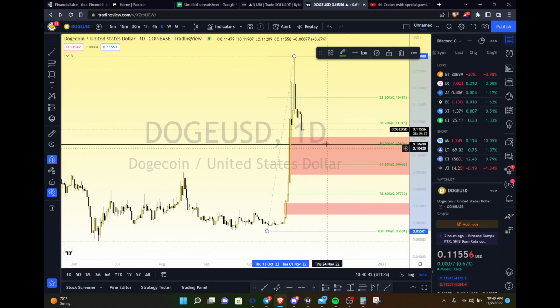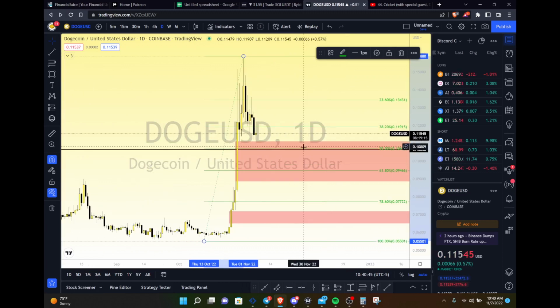So there's going to be some strength right over here, and I think it's very likely you see price get there. But just like Ross asked, how can you separate which fair value gaps are important? Well, look at the trend.